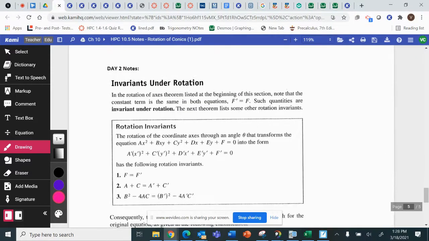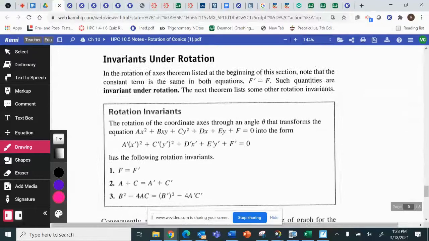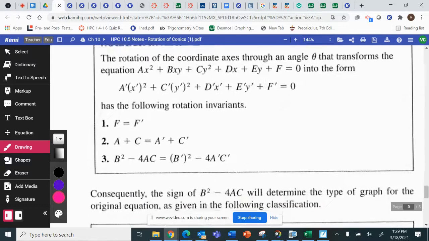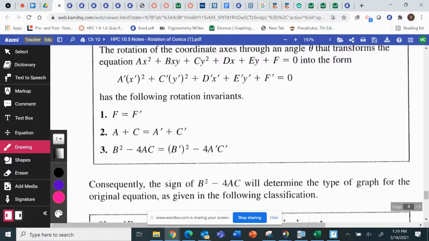There we go. So the first thing that I screenshotted from the book is invariance under rotation. Invariance would be things that do not vary when we rotate. From the first equation, where we've got the ax squared plus bx, et cetera, to the second equation, where we go into the primes, there are 3 rotation invariants, meaning this stuff does not change between the first equation and the second equation. The f and the f prime do not change. The a plus c value is the exact same as a prime plus c prime. And b squared minus 4ac is exactly the same as b prime squared minus 4a prime c prime.